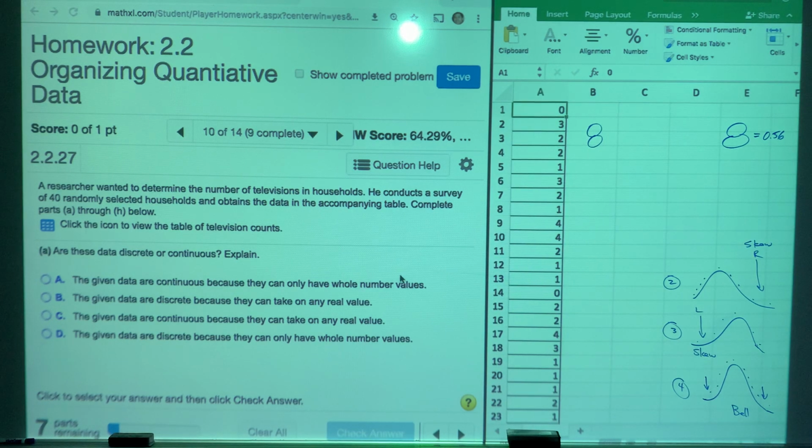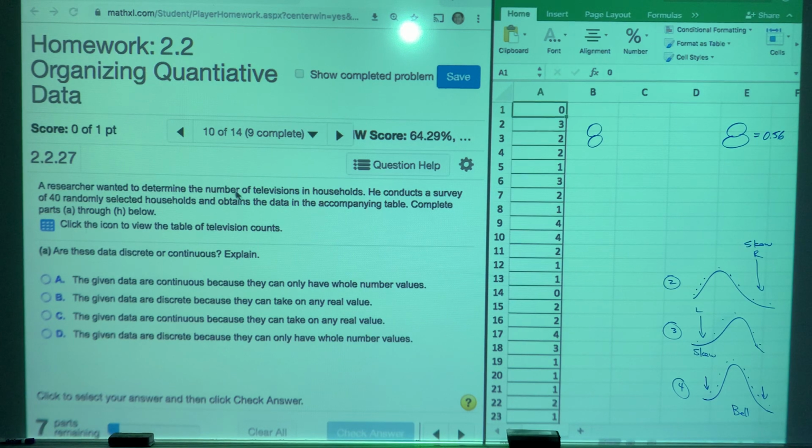All right. So, are these data discrete or continuous? Now, I believe I made a note in your notes to remind you what discrete and continuous was. If you forgot it, it's in your notes in the bottom right corner of it. Discrete is countable, whole numbers. Continuous is not countable. So, is this data discrete or continuous?